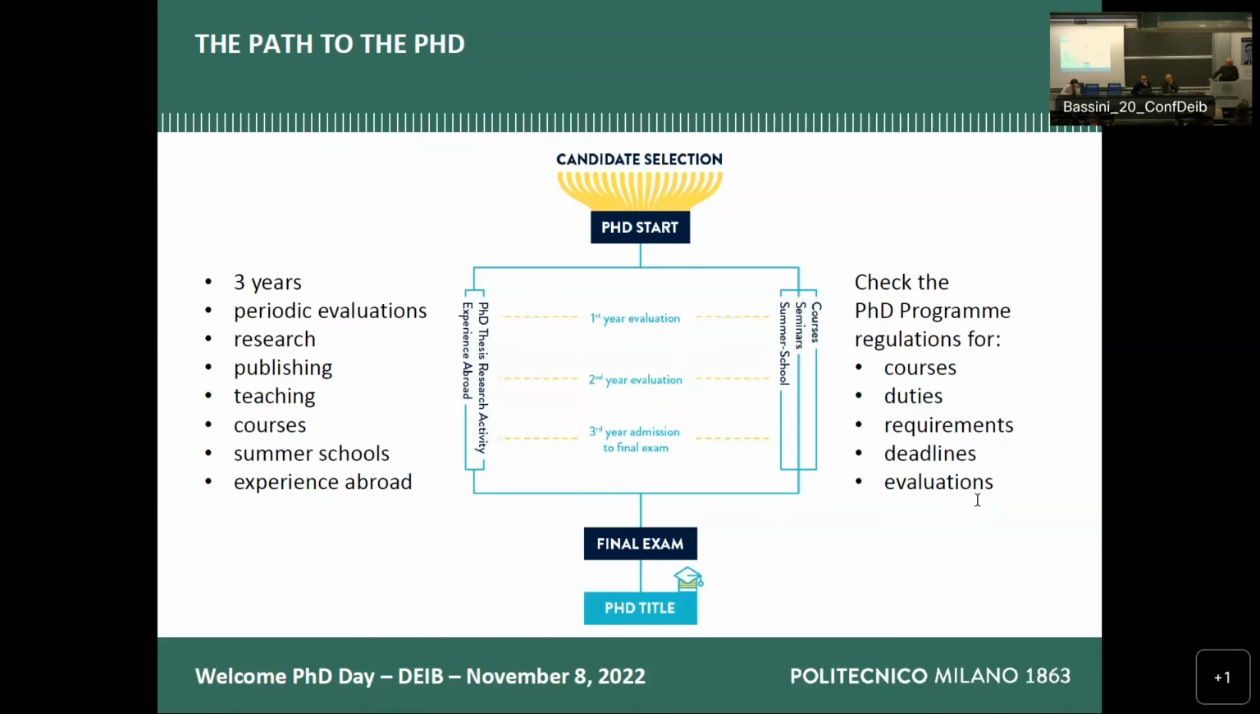During the 3 years period, you will be evaluated periodically at the end of each year to be admitted to the next year. Okay, so one thing that you need to do is to check the regulations of your PhD programs, the educational rules, in order to find information about the courses, your duties, the requirements to pass the year, the deadlines, and so on.